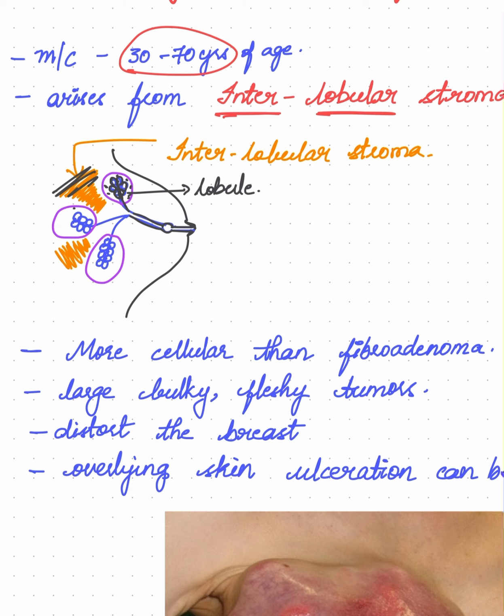The fibroadenoma, which we have discussed earlier, arises from the intralobular stroma, within one lobule, whereas the Phyllodes tumor, which we are discussing now, arises from the interlobular stroma. The stroma present in between two lobules is the interlobular stroma, and the Phyllodes tumor arises from it.